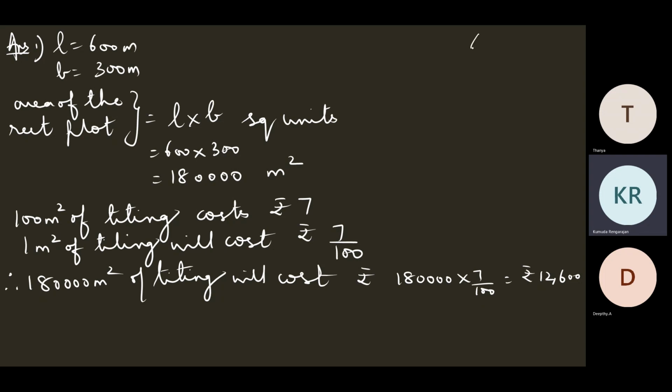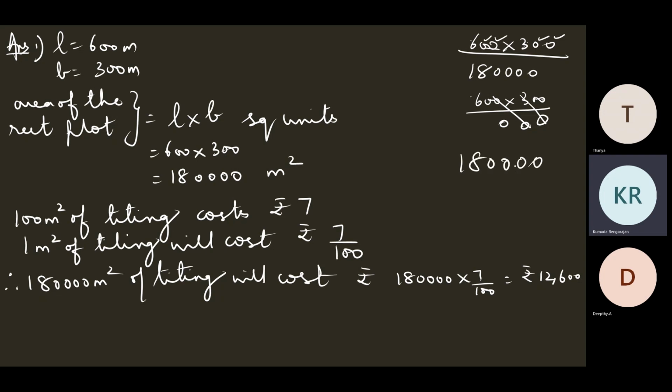Okay, let me tell you. 600 into 300. See here, 600 into 300. 6 threes are 18, followed by 1, 2, 3, 4 zeros. You are not supposed to multiply 600 and 300 like this. Don't spend this much time. Even if you do this, you should get the same answer, but you're not supposed to do this and spend so much time in finding the product. So 6 threes are 18, followed by 1, 2, 3, 4 zeros, because 600 has 2 zeros and 300 has 2 zeros.